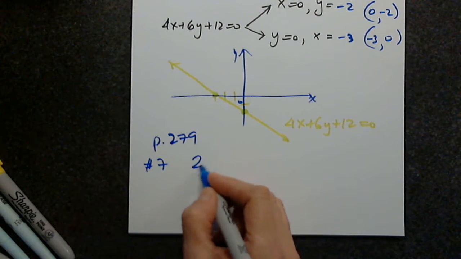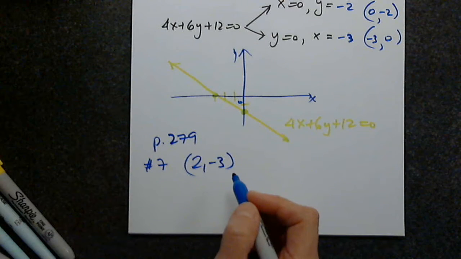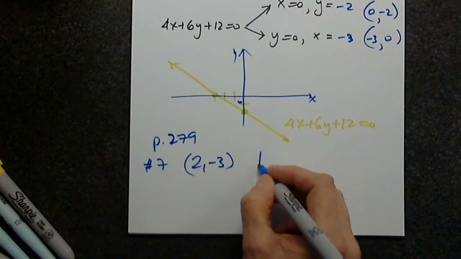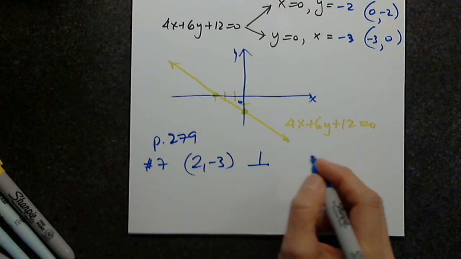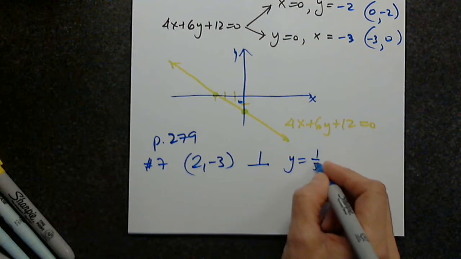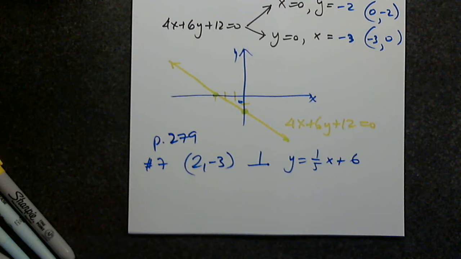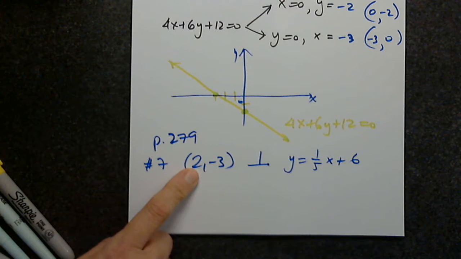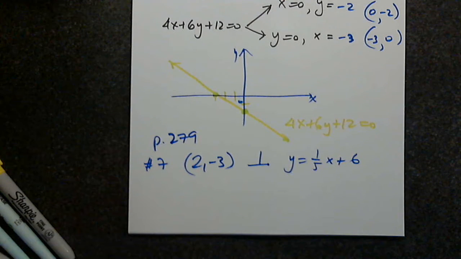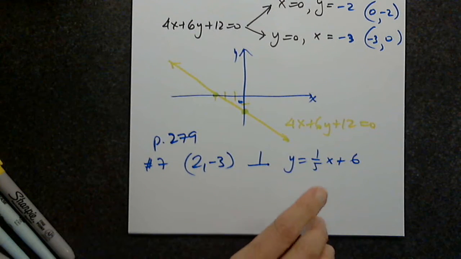We are given a point 2, comma, -3, and we are told that there is a line perpendicular to y equals 1/5 x plus 6. So let me read the question one more time. Use the given conditions to write an equation for each line in point slope form and slope intercept form. So the line is passing through this point, they say, and it's also perpendicular to the line whose equation is this.